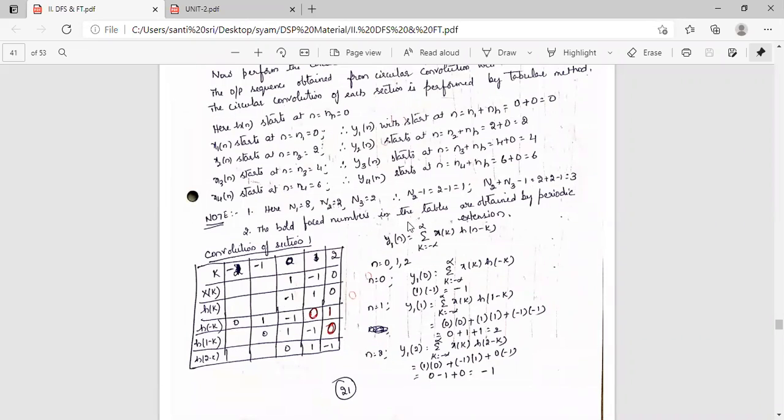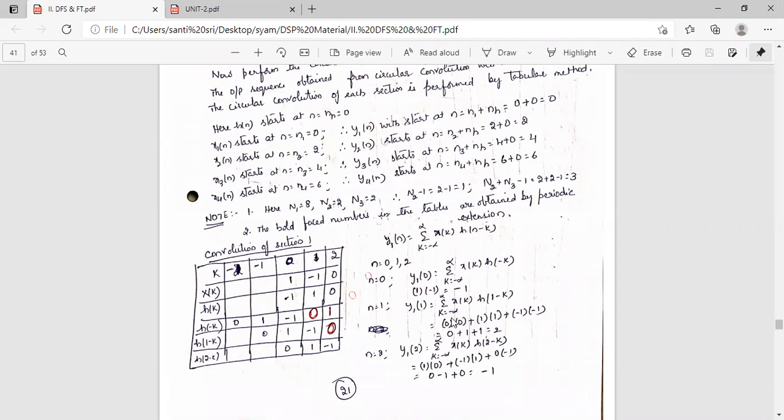So that is y1 of n equal to sigma k equal to minus infinity x of k into h of n minus k. Here the n values are 0, 1, 2. So if n is 0, y1 of 0 equals sigma x of k into h of 0 minus k, that is minus k. By simply multiplying these two values, x of k and h of minus k: here x of k value minus 2 is 0, 0 into 0 is 0, minus 1 into 1 is 0, 1 into minus 1 is minus 1. That is minus 1, right? Like that, we will calculate the values.